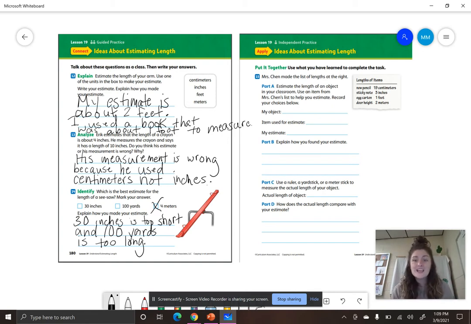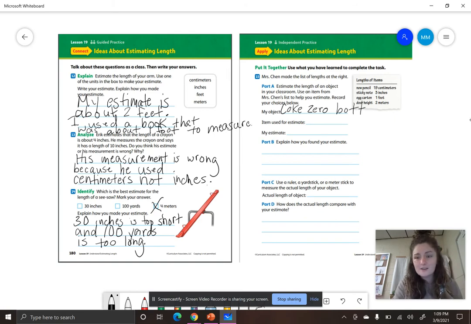Part A says estimate the length of an object in your classroom. Use an item from Mrs. Chen's list to help you estimate. Record your choices below. All right, so here's what you need to do. You need to find an object around you. So I have a Coke Zero bottle. This is my object. So I'm going to say Coke Zero bottle. Now, unless you have a Coke Zero bottle right next to you, your object's going to be different.